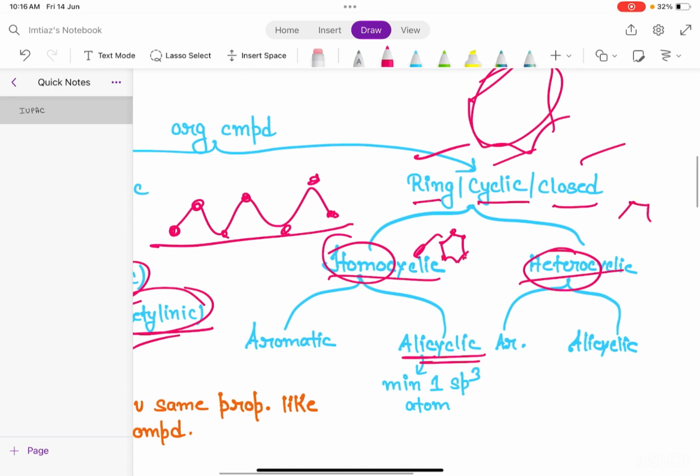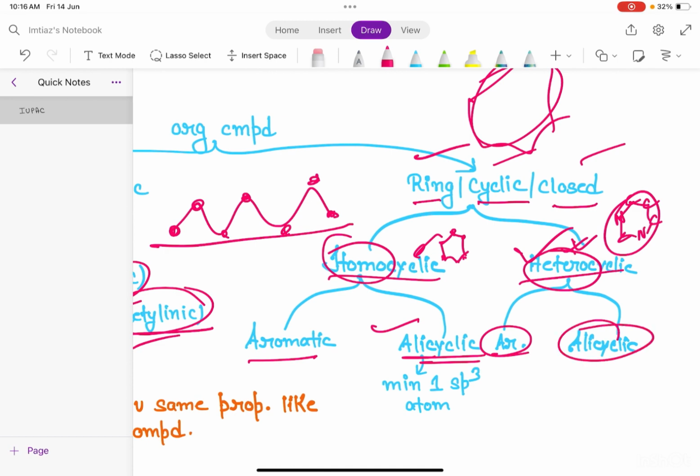But if it is like this, with nitrogen or another nitrogen, like pyrimidine, in this situation it is heterocyclic. It is heterocyclic because something else is there apart from carbon. Hetero means different, so different atoms are there in the cycle. That is heterocyclic. Now again, each of them is classified into aromatic and alicyclic.